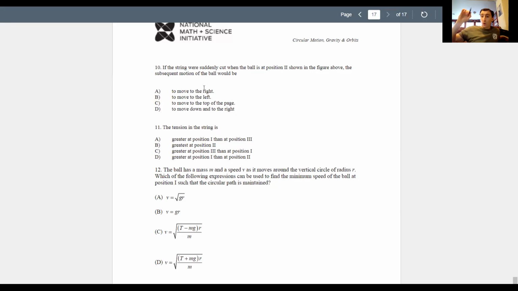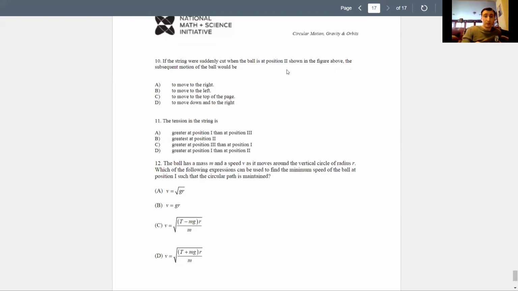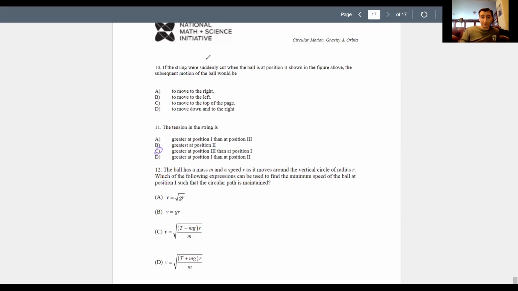It has to go against the centripetal acceleration required to go around, and it has to go against the weight. So therefore, I know that at position 3, it's going to have the greatest amount of tension. So let's read this as greater at position 1 than position 3. No, that's opposite. Greatest at position 2. No, greater at position 3 than position 1. Well, that's true. And greater at position 1, no. So your answer here by process of elimination and knowing that position 3 is greater is going to be C. All right, so because 3 is the greatest.